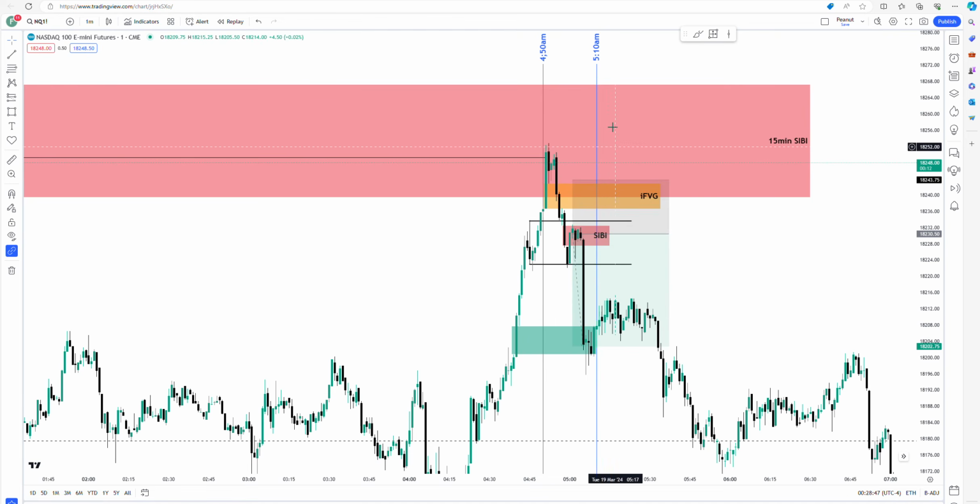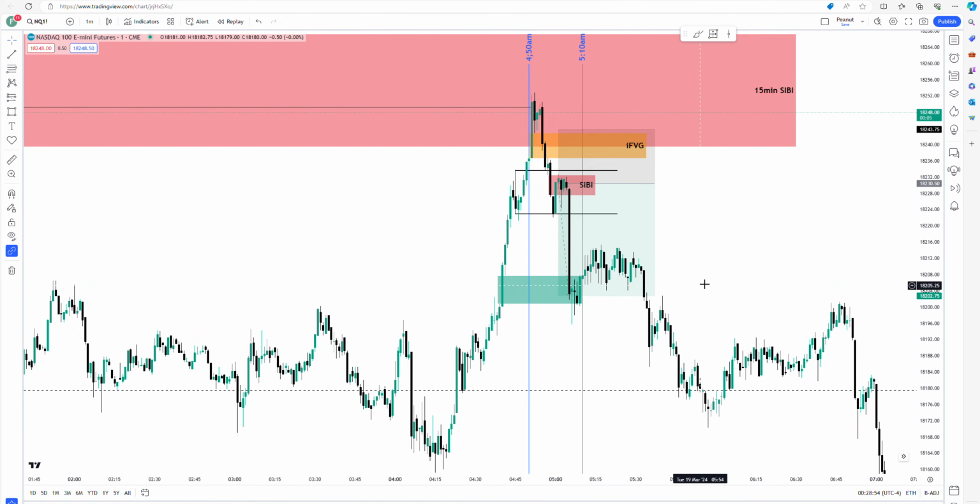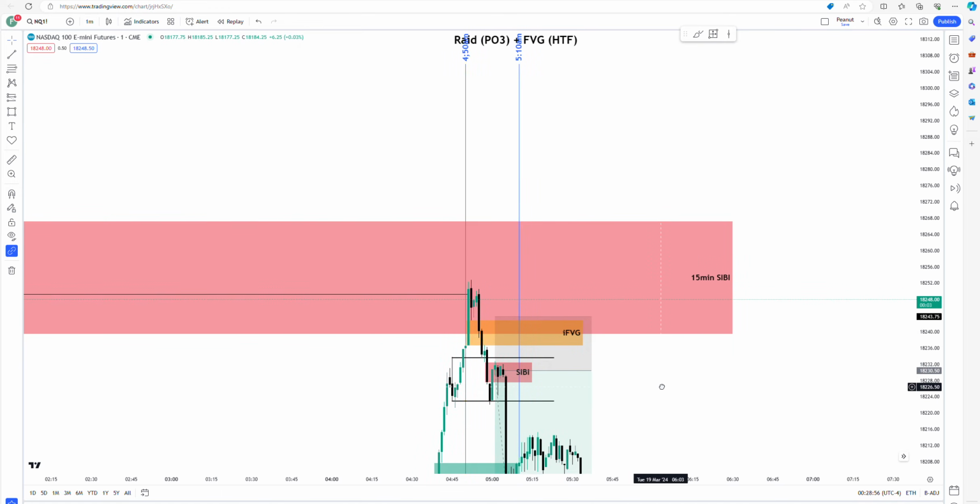We have an inversion fair value gap during the macro. We create a breaker block during the macro. We have an entry during the macro. And we hit our take profit during the macro. That is what I call an A++ setup. And again, it comes from this framework right here.